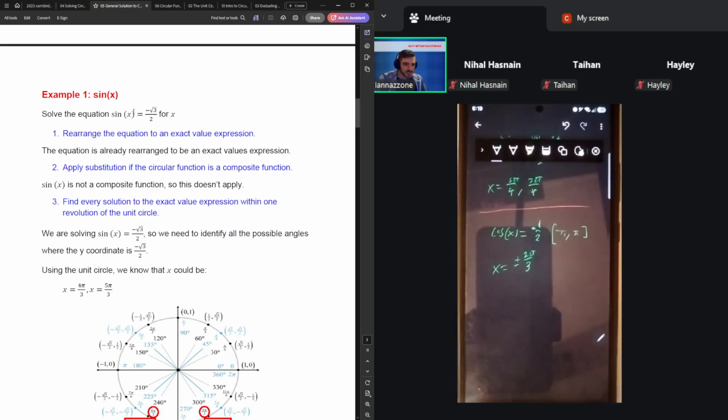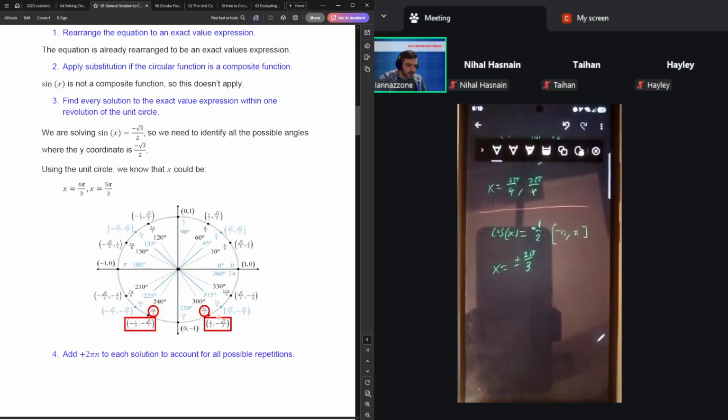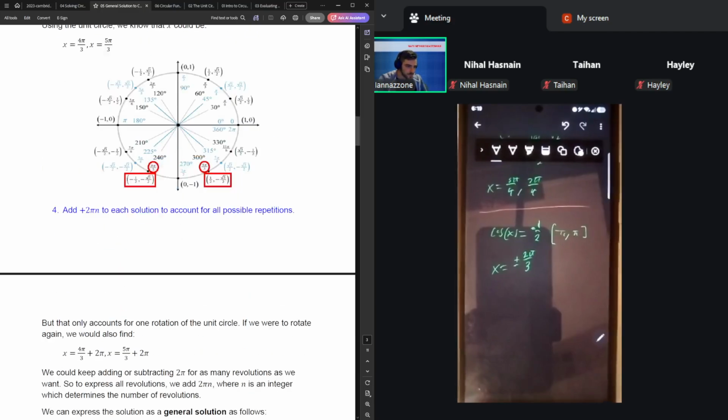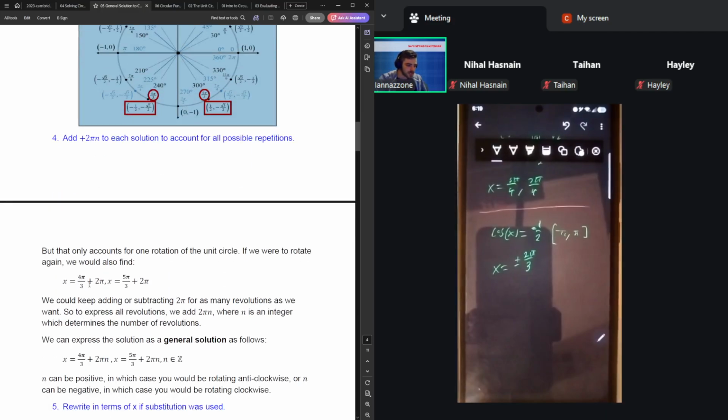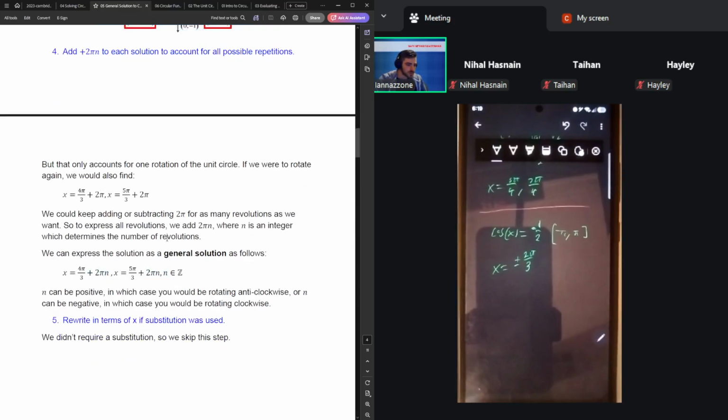So in this case, it's sine equals negative root 3 on 2. That's here and here. Awesome. From there, we found our first two solutions on the unit circle. All we're going to do is plus that 2 pi n on both of those solutions, and that's it. Final answer. I've made it a bit more fancy by putting a little constraint on n, calling it an integer.